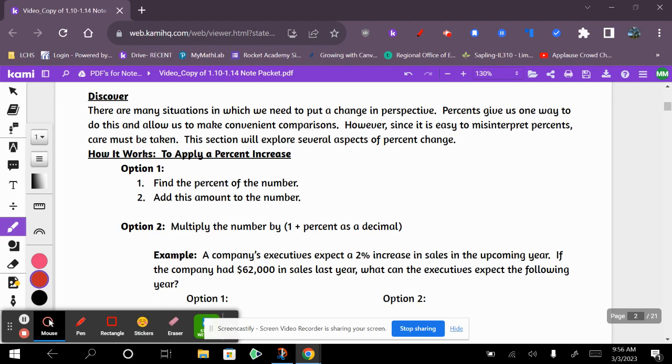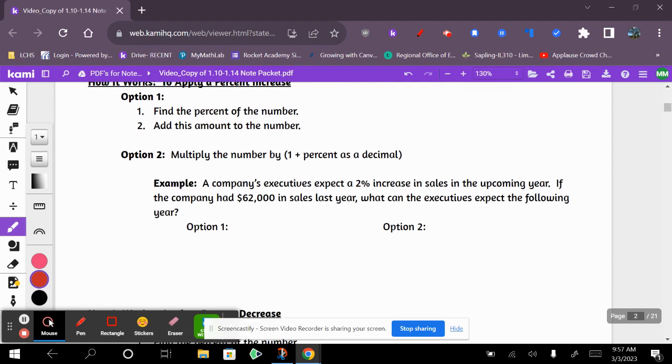So option 1, to find a percent increase or to apply a percent increase, is to find the percent of the number and then add that amount to the number. And this is just like what we did with the first part. So let's look at the first example and do it with the option that we are familiar with. So looking at it, this says a company's executives expect a 2% increase in sales in the upcoming year.